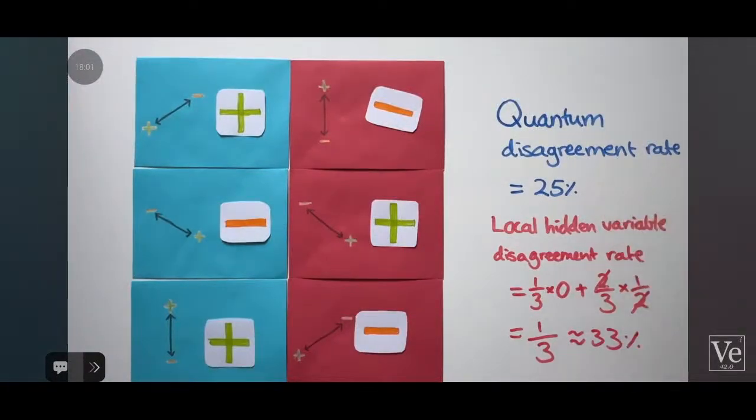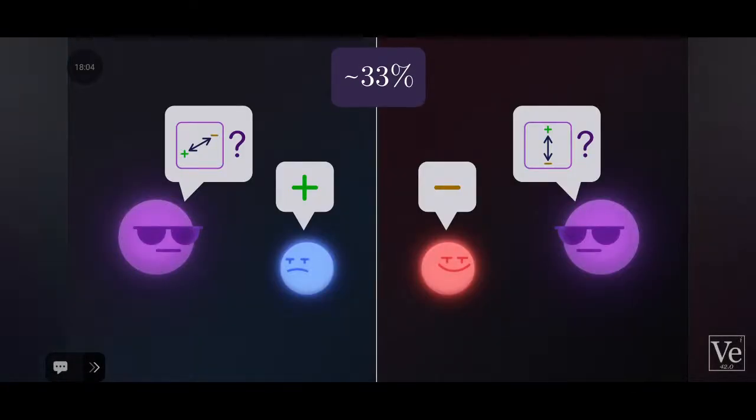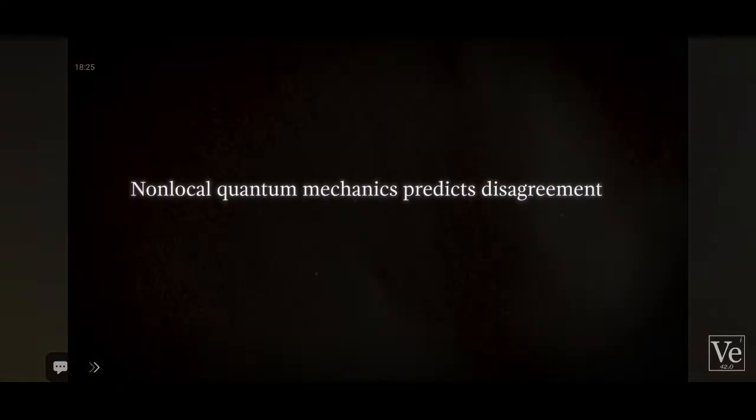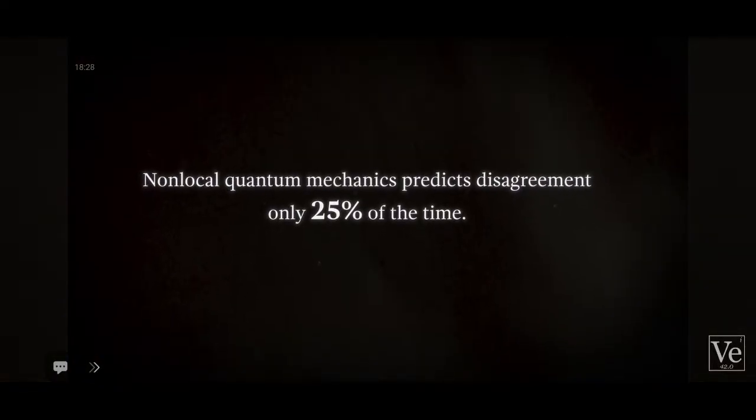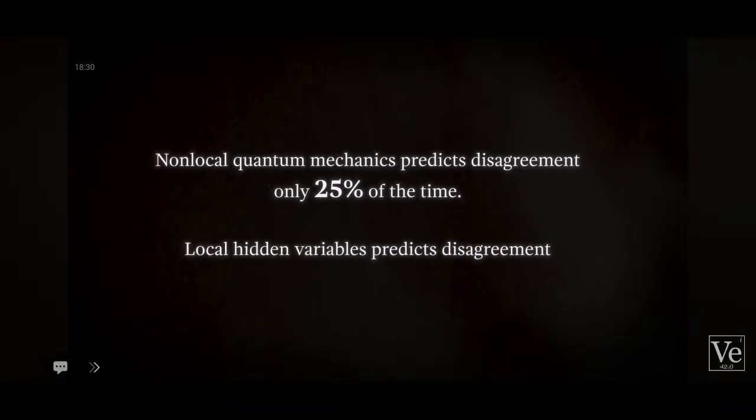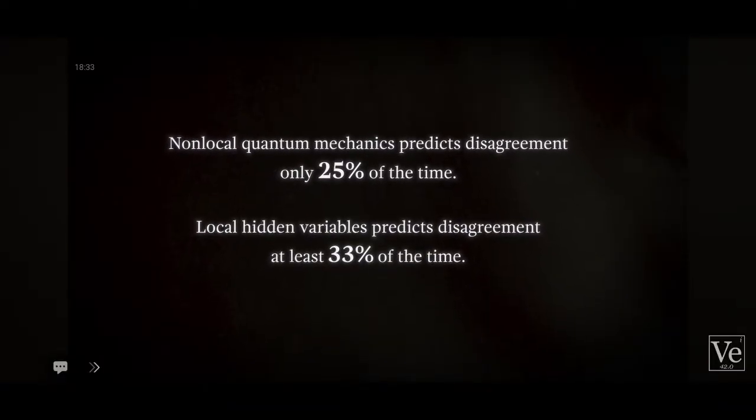When our scheming local particles are interrogated, their answers for different questions match just a little too often. They simply can't fake the results of Copenhagen quantum mechanics. So Bell's proof showed that non-local and local theories make different predictions about how often the two results will disagree when the experimenters measure different axes. Non-local quantum mechanics predicts disagreement only 25% of the time. Local hidden variables predicts disagreement at least 33% of the time. So to find out if there really is a local hidden variable theory, you just need to do the experiment.